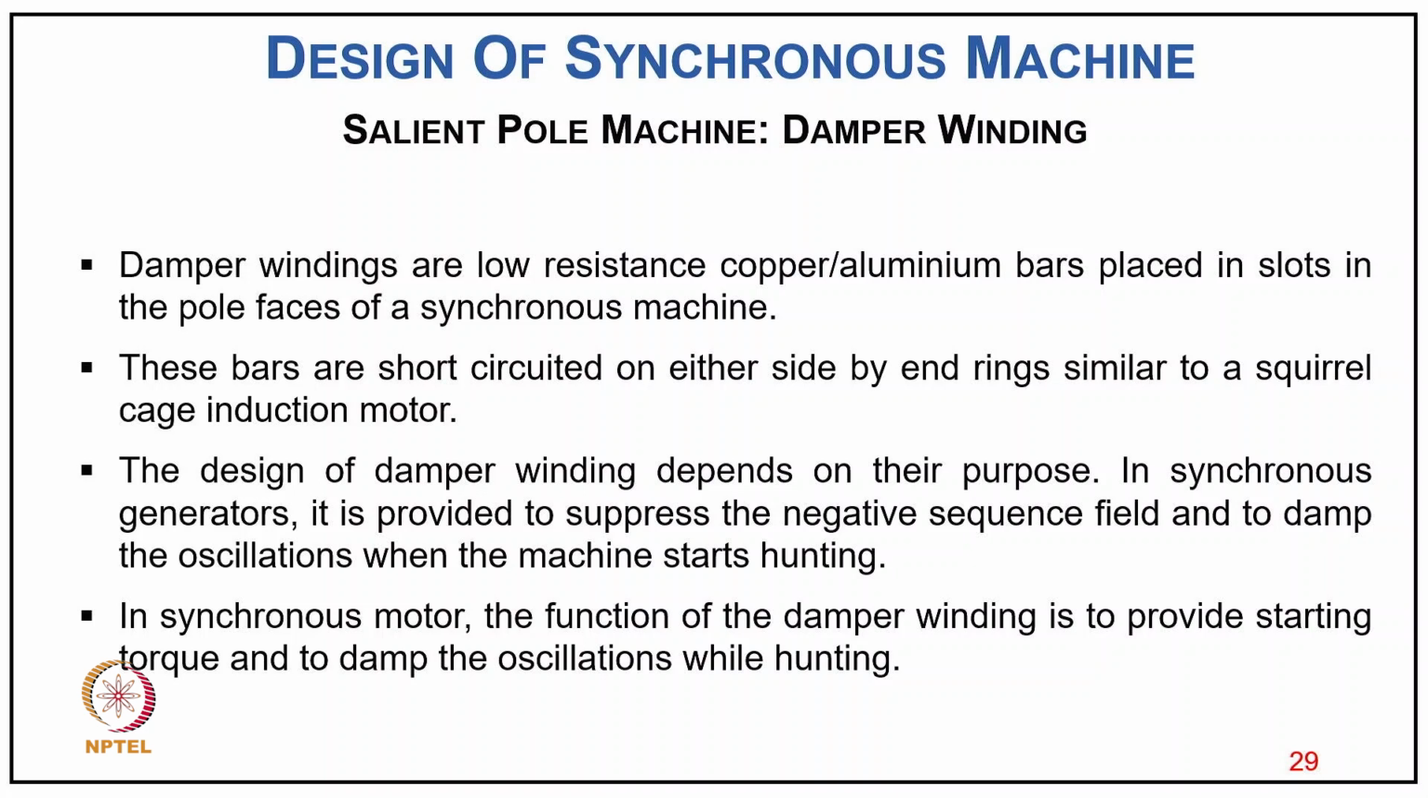Now coming to the design of damper winding for salient pole machine. Damper windings are low resistance copper or aluminum bars placed in slots in the pole faces of a synchronous machine, and these bars are short circuited on either side by end rings, similar to the squirrel cage induction motor. The design of damper winding depends on its purpose. In a synchronous generator, it is provided to suppress the negative sequence field and to damp the oscillation when the machine starts hunting. In a synchronous motor, the function of the damper winding is to provide the starting torque and to damp the oscillation while hunting.